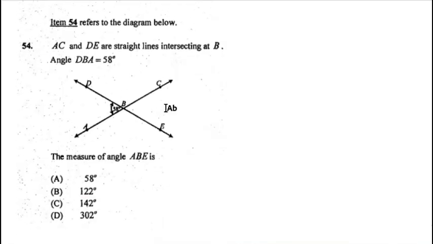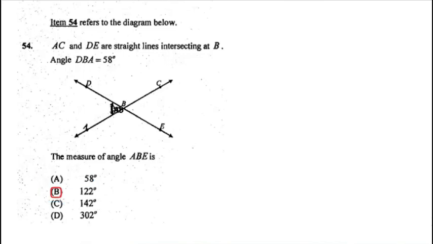So 54, AC and DE are straight lines intersecting at B. Angle DBA is equal to 58 degrees. So we've worked this multiple times, so we can check the link in the description below for this working. But the answer for 54 is B, which is 122. So we have the 58 degrees, right?